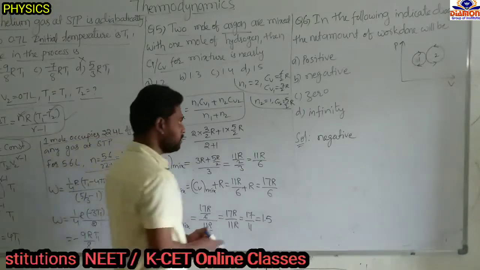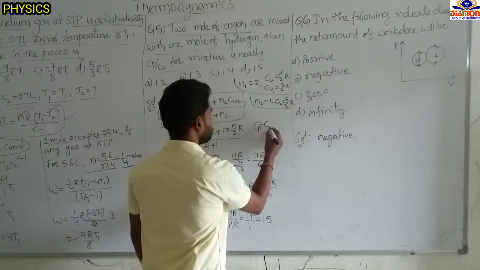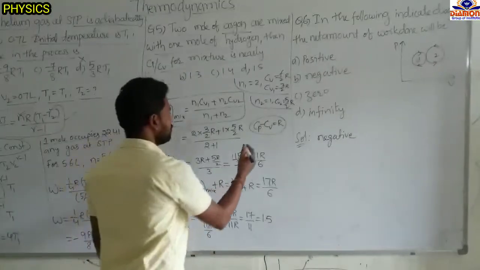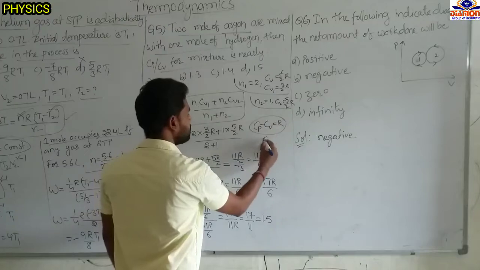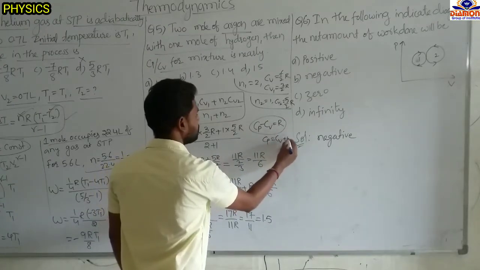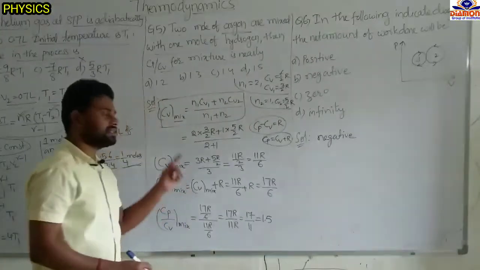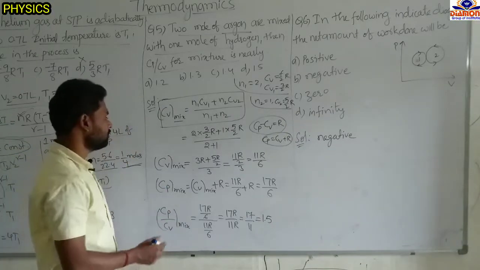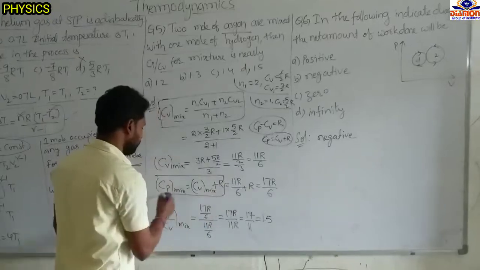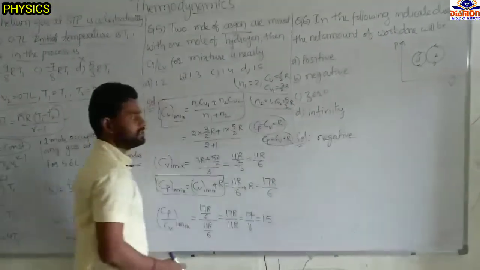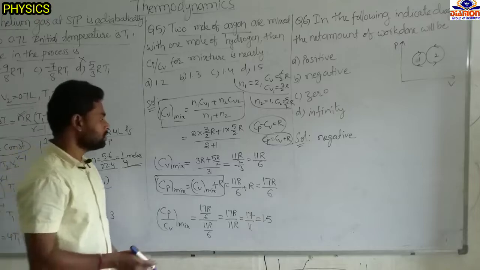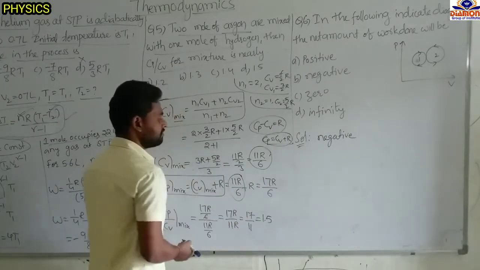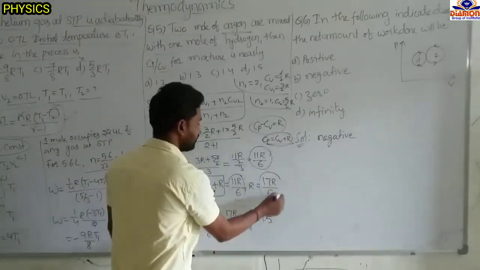So we already know the formula, Mayer's rule: Cp minus Cv equals R. We got the Cv value, so Cp we get from Cv plus R. We found the Cv value of the mixture, now we have to find the Cp value of the mixture. So Cp is nothing but Cv plus R. The mixture's Cv value is 11R by 6, so 11R by 6 plus R. For simplification, 11 plus 6 is 17, so 17R by 6.